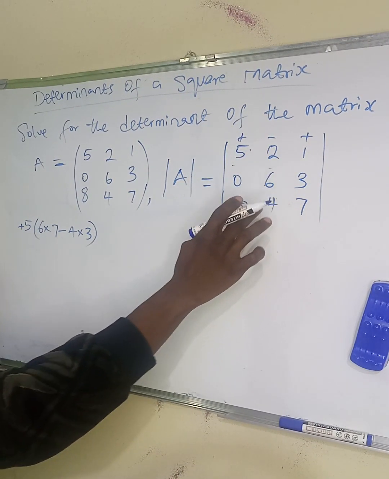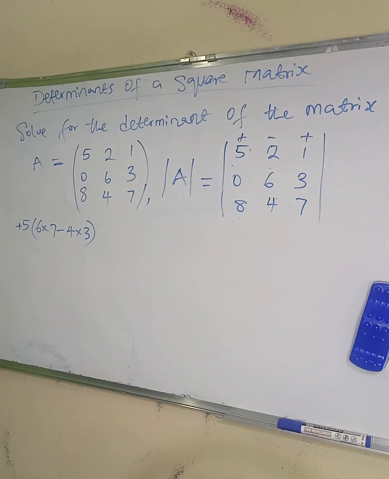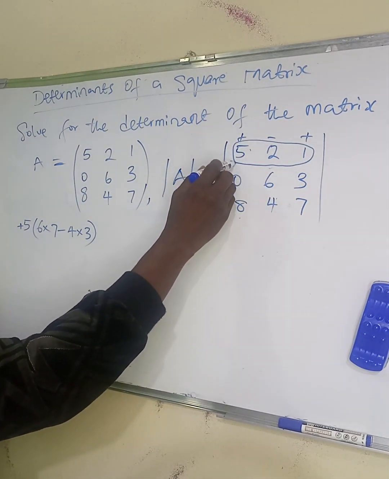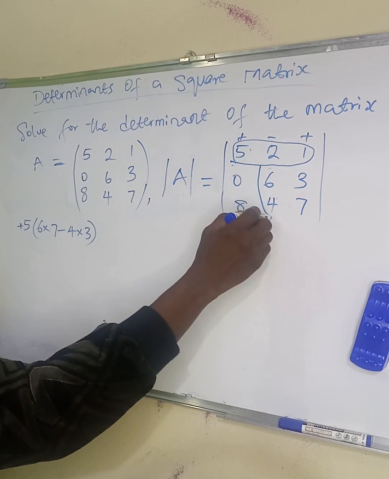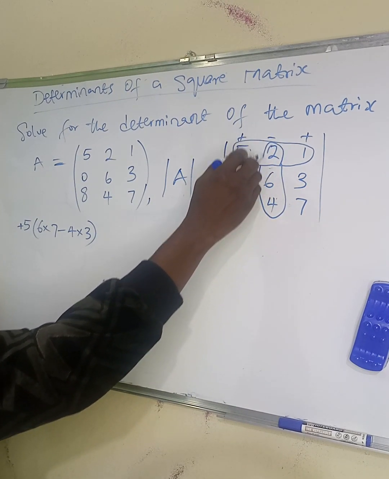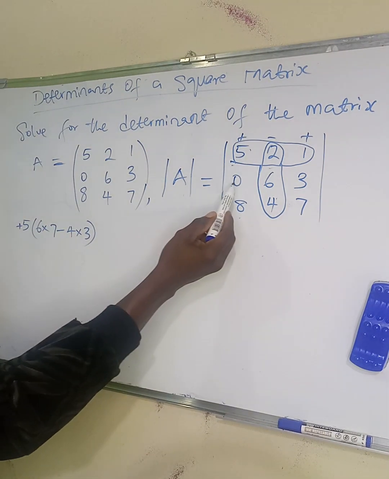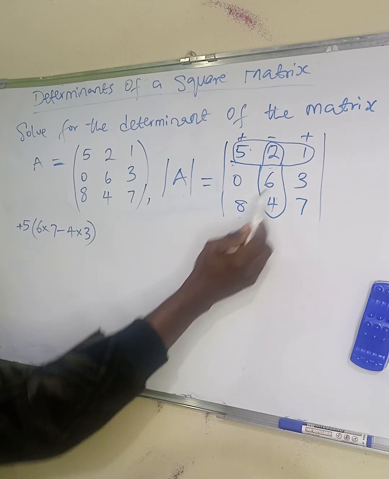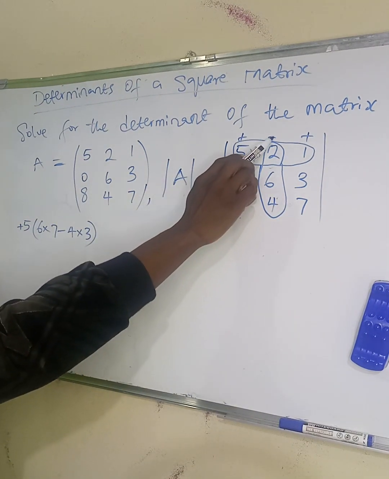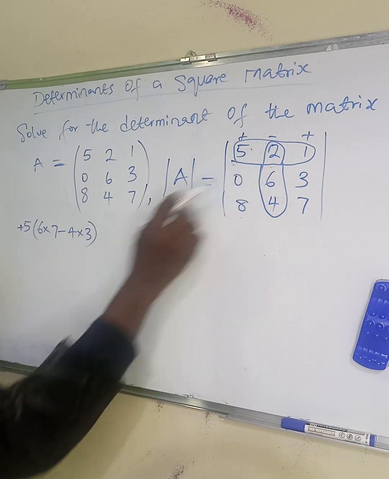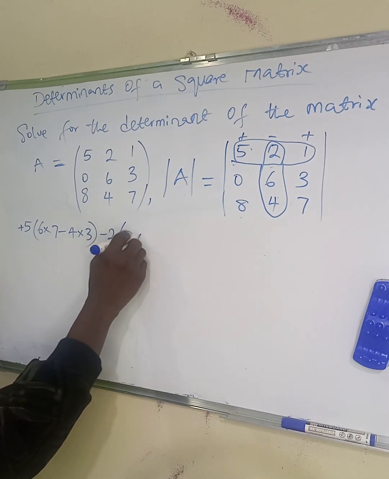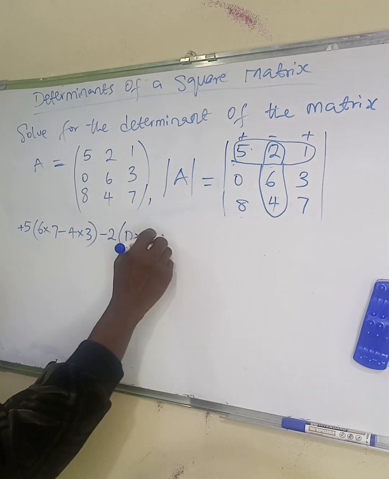So now we go over to the second column. In the second column, what begins it is 2. Now everything that affects 2 in row and column, we have to circle it. So we're left with 0, 3, 8, 7, which means 0 times 7 minus 8 times 3. But don't forget the sign on top of 2 is negative. So I have negative 2 into bracket 0 times 7 minus 8 times 3.